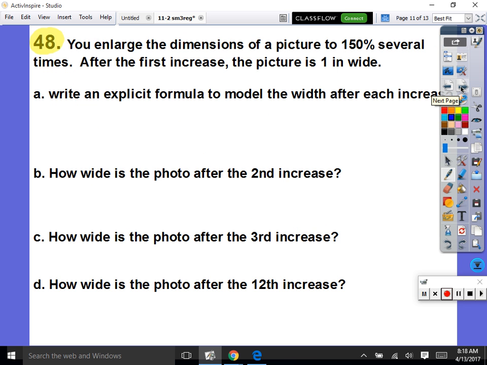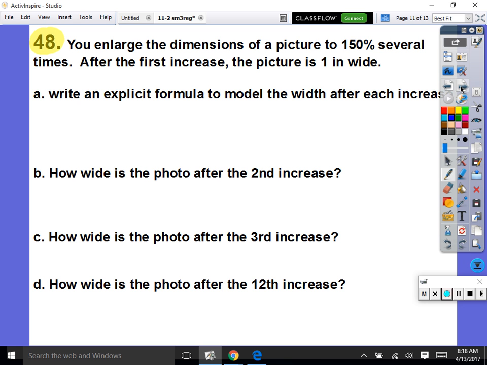And then let's go to 48. So we're almost done here, and then the rest of the time will be yours to finish up. So let's go to 48 real quick. It says, you enlarge the dimensions of a picture 150% several times. After the first increase, the picture is 1 inch wide. It says write an explicit formula to model the width after each increase.